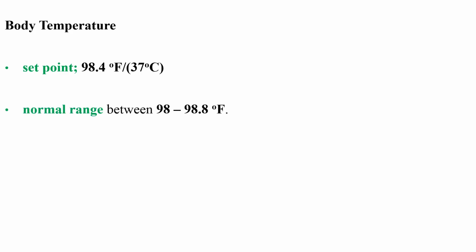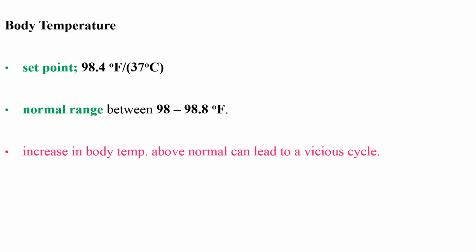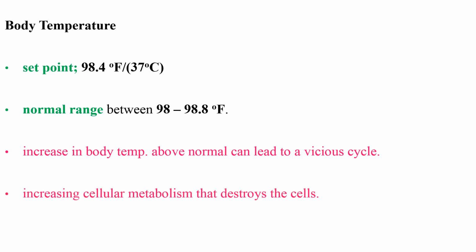The normal range for the body temperature lies between 98 to 98.8 degree Fahrenheit. If the body temperature increases above normal, it can lead to a vicious cycle. It may increase the cellular metabolism to such an extent that can destroy the cells.